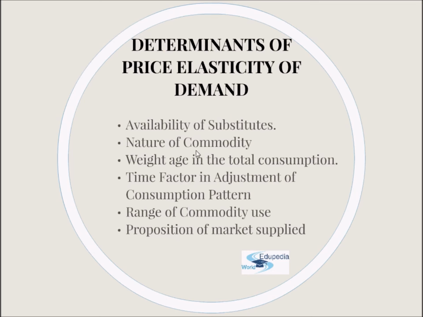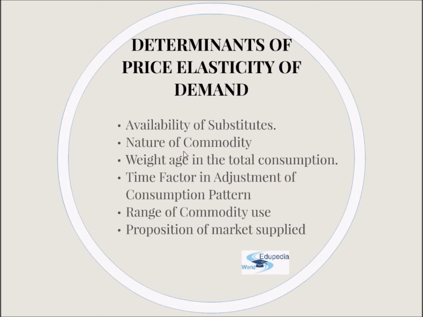Next determinant is the nature of the commodity. Now, commodities, as we have studied earlier, can be grouped under luxuries, comforts, and necessities. Demand for luxury goods, that is high price refrigerators, TVs, cars, decoration items, etc., is more elastic than the demand for necessities and comforts, because the consumption of luxury goods can be postponed when their prices rise.